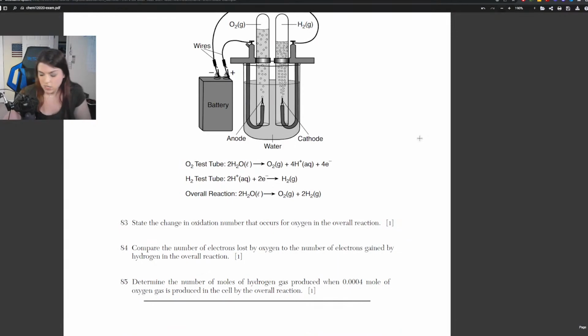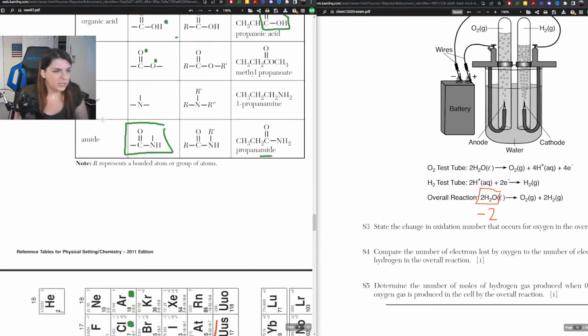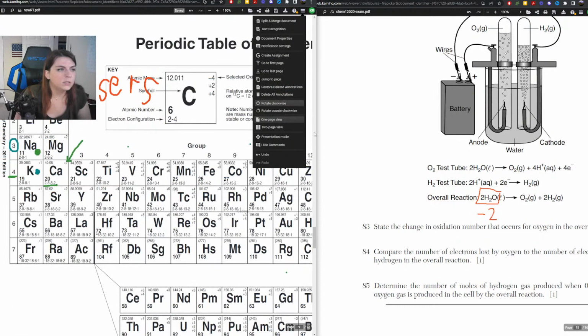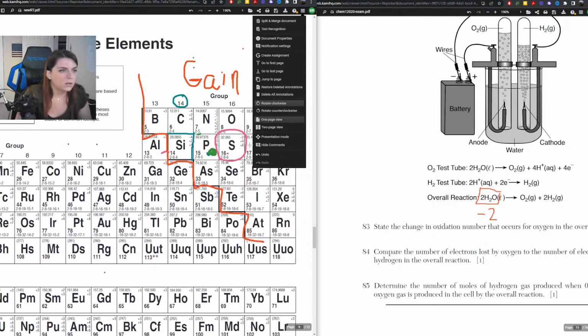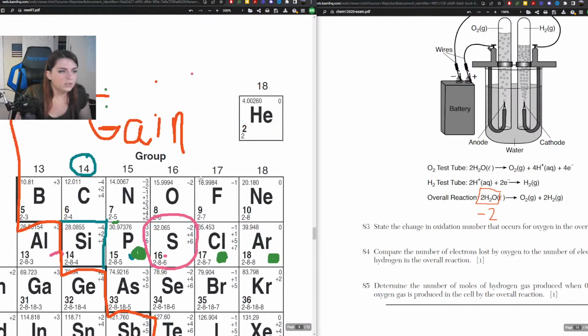All right. Overall reaction, anytime oxygen is bonded to anything, it has to have a -2. It's the only option. If we go check out the periodic table, rotate this, and zoom in right here, oxygen's only option is -2. So if it's bonded, it's got a -2.